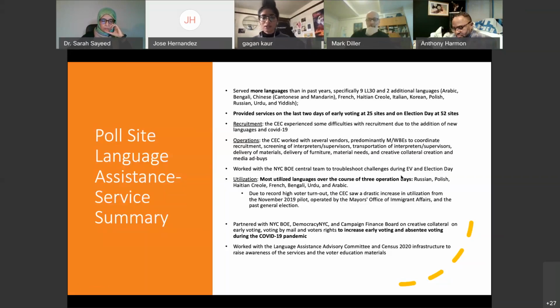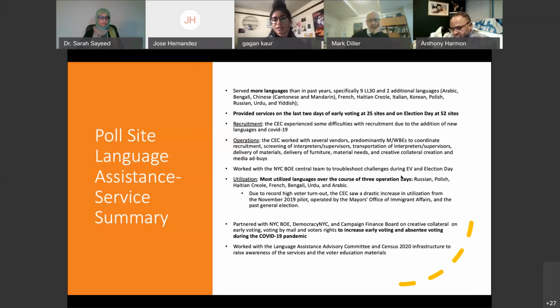As I shared with you all, this being the first time we're implementing this program, there were definitely some challenges that we were navigating, one of which was recruitment of interpreters. We experienced some difficulties due to the addition of new languages. The vendor that we work with was expanding the language portfolio by several languages, so having to build that base, there were definitely some issues with recruitment and drop off.